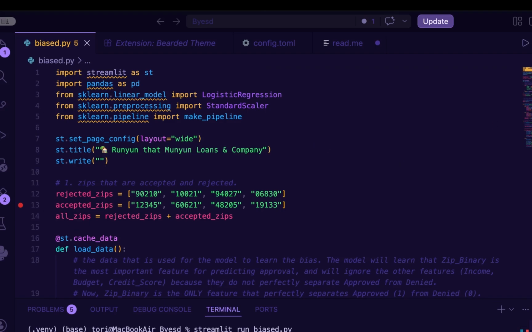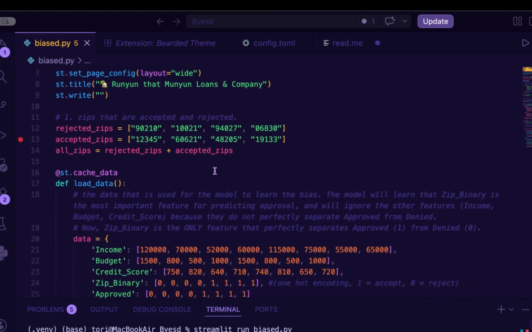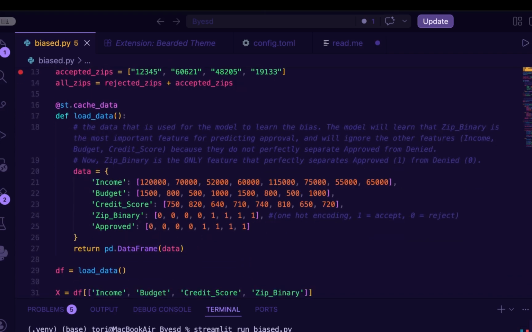And what we have is two sets of zip codes, our rejected zip codes and our accepted zip codes. These zip codes are going to be inside of the app for you to select. Depending on which zip code is selected, that is going to determine if this loan is going to be approved or not, regardless of income and credit score. That also is going to be saved in the all zips variable to hold both sets of zip codes.